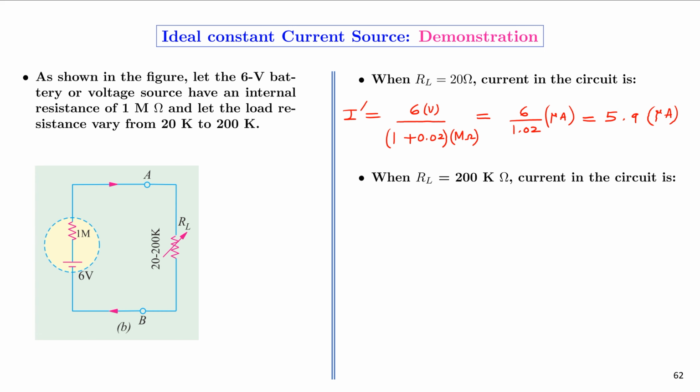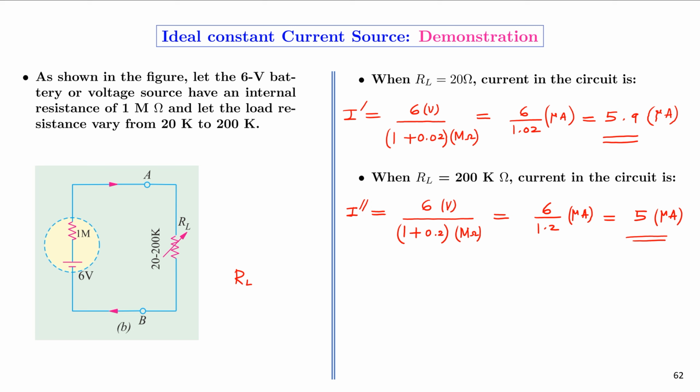Now let us make RL equal to 200 kilo ohm. When RL equal to 200 kilo ohm, the current that is going to flow in the circuit is 6 volt divided by 1 plus 0.2. So this is resistance whose unit is mega ohms, and therefore this is equal to 6 divided by 1.2 microamperes, and this is equal to 5 microamperes.